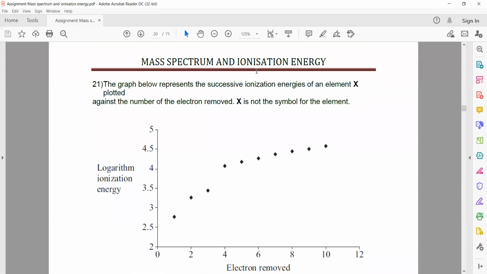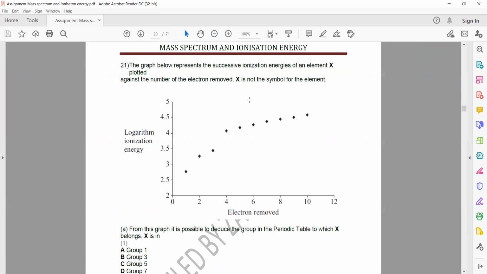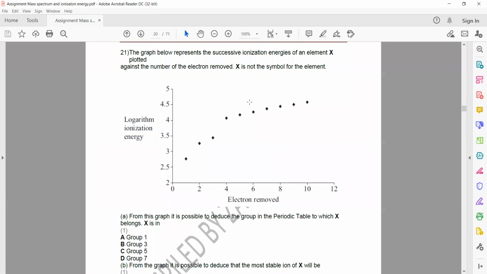Question 21. The graph below represents the successive ionization energies for element X against the electron removed. X is not a symbol of the element. So how can we work out, if these are the last shell electrons, 1, 2, 3, 4, 5, they're comparable. So this is another shell. So how many electrons are there in the last shell? Total 3 electrons. And the difference here is due to orbital.